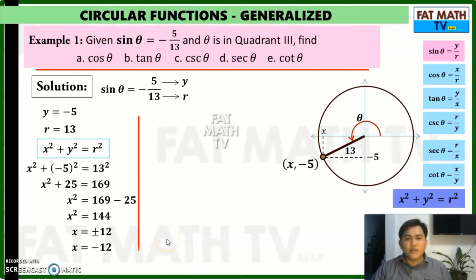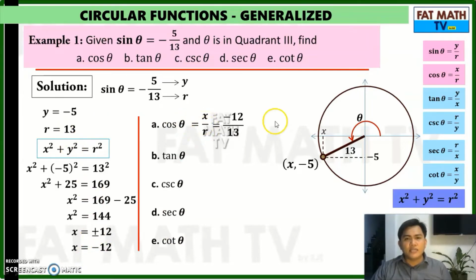And then if you already know your x, y, and r, you can already solve these 5. So the cosine of theta, tangent of theta, cosecant of theta, secant of theta, and cotangent of theta can already be solved. So cosine of theta is x over r. So that is, what is x? Negative 12. And r is 13. So that's negative 12 over 13. Or you write it that way.